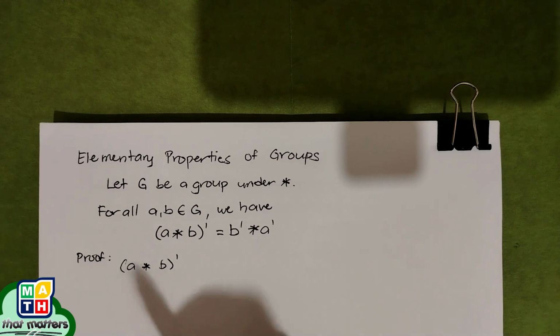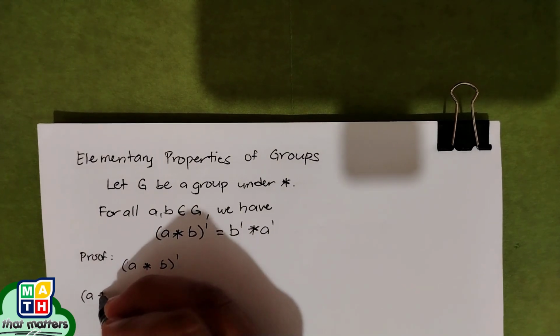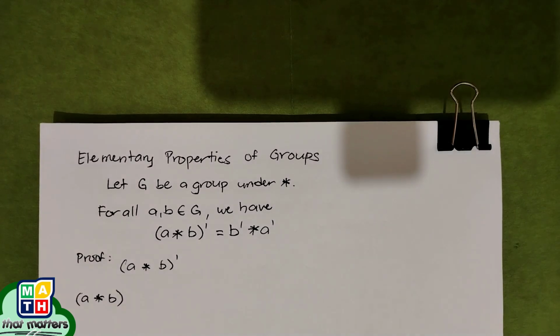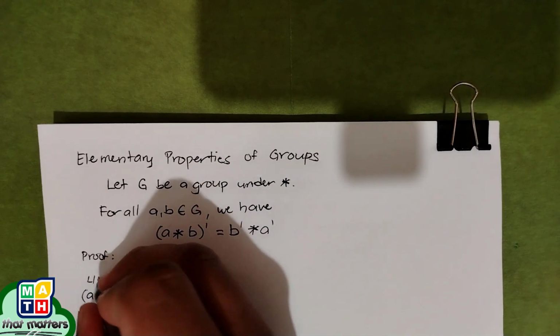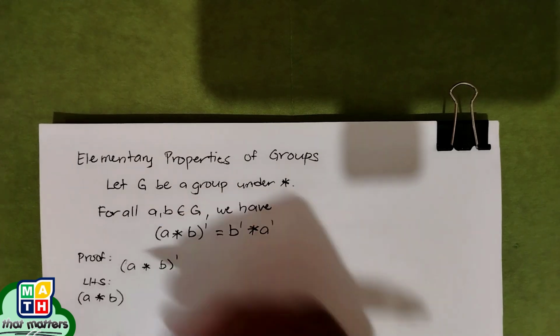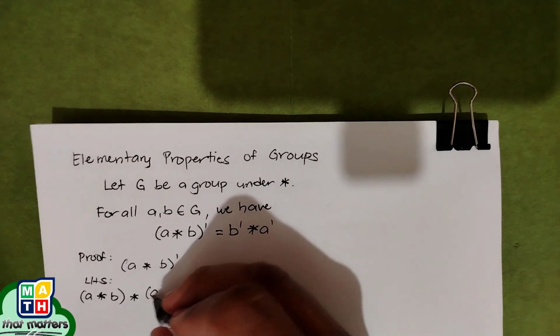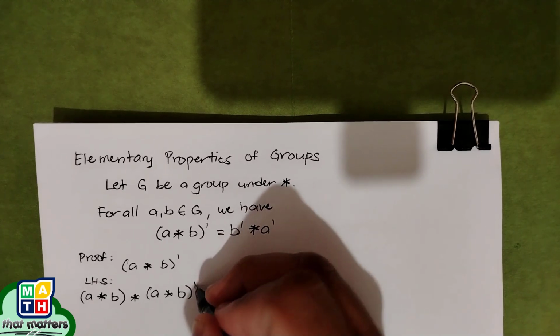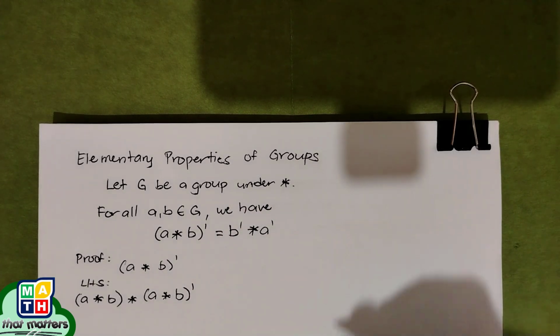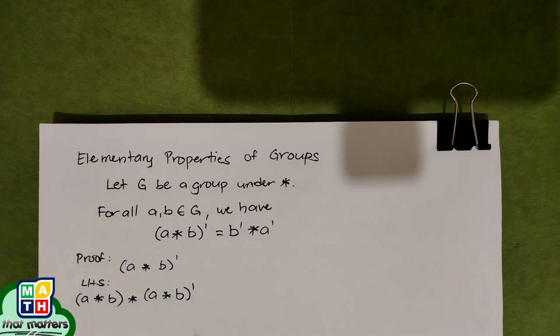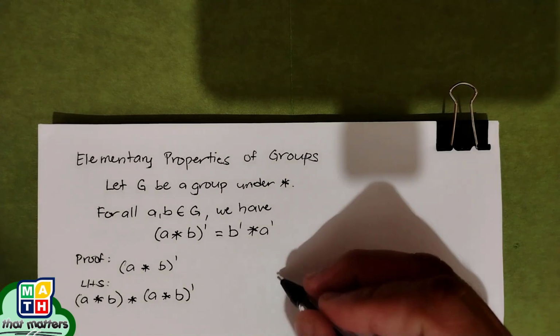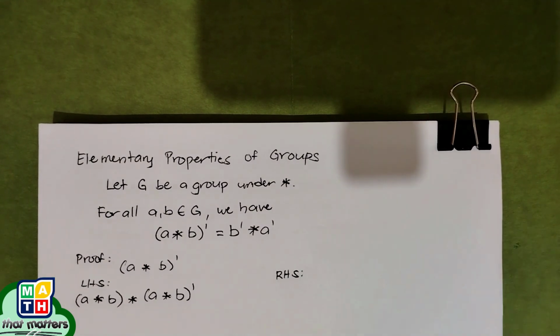Operate this by A star B. So this is on our left hand side. I am operating this with A star B, so we have something like that: A star B, the inverse of A star B. There are many ways to show that they are equal. One of which is you manipulate this to reach that, or you can manipulate both sides and come up with the same expression.